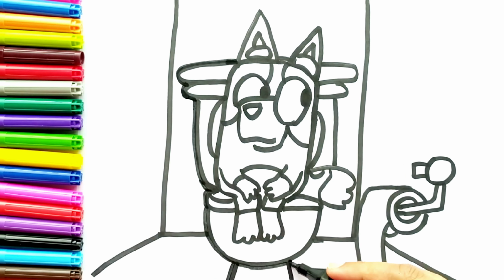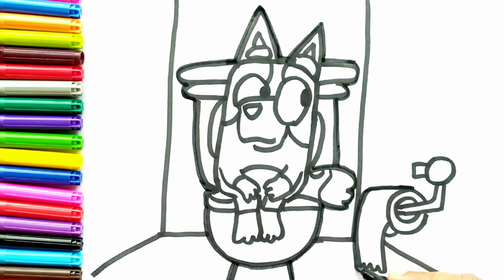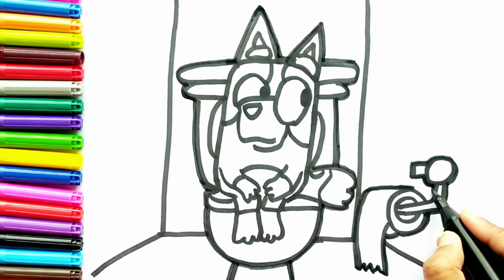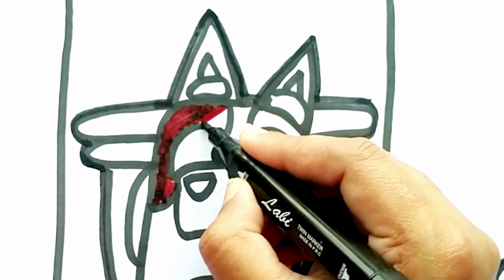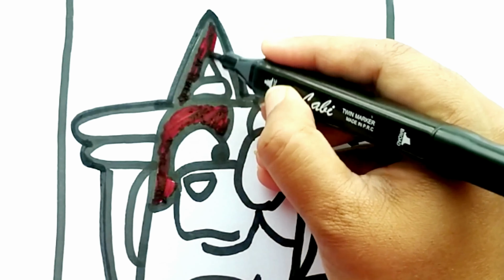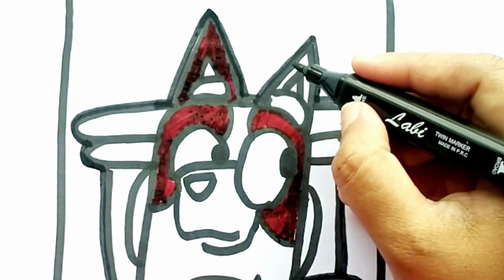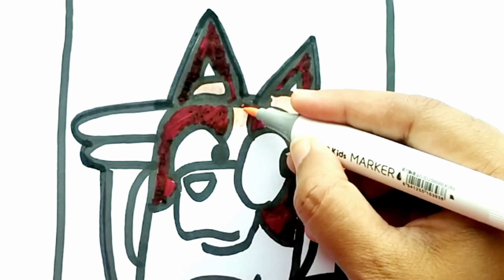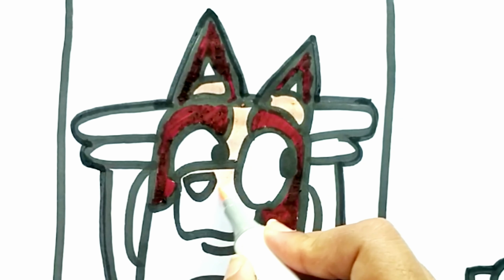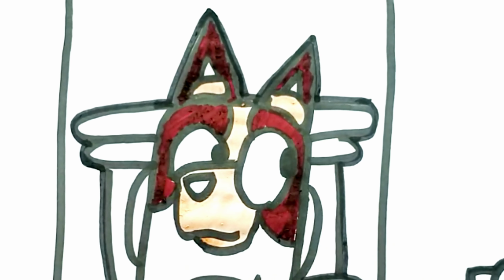Let's make it more lovely with this black marker. Let's color Bingo. I use this brown marker around her eyes and also for her ears. I'm going to use cream around the nose and also on his eyebrows. Black for nose.